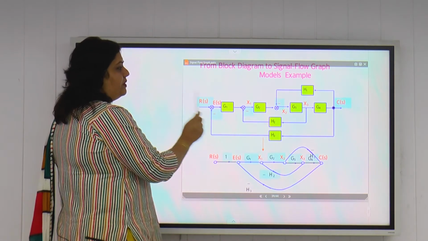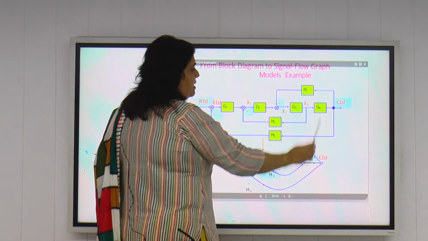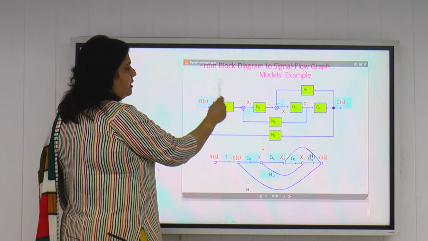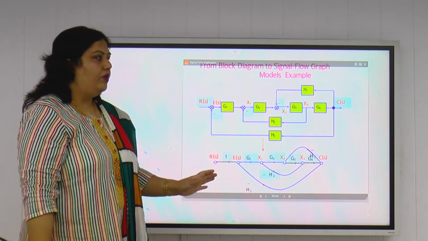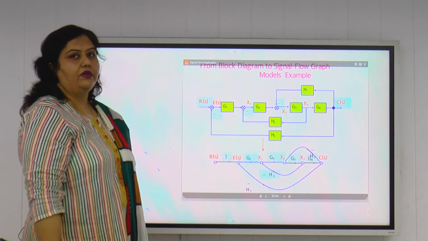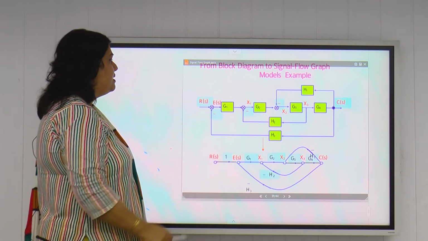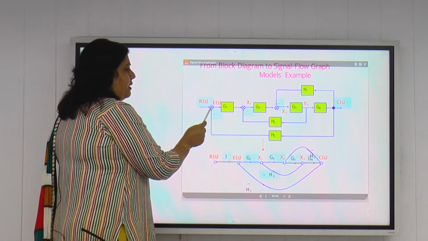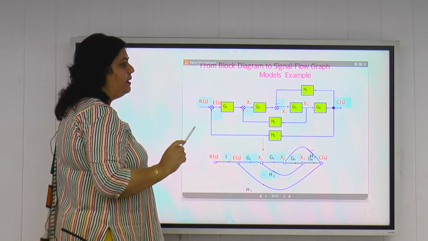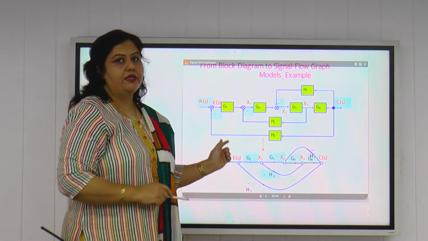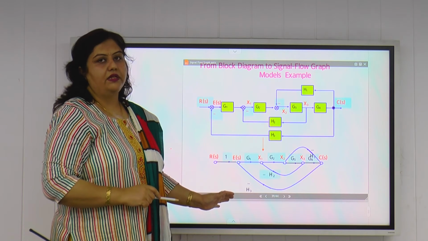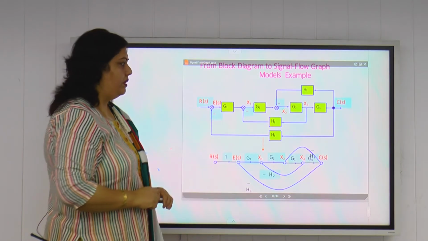So R(s) is the input of this block diagram of the control system and C(s) is the output. Firstly we have to convert this block diagram into an SFG. There are certain rules for how we convert a block diagram into the signal flow graph. The first rule is that each and every comparator and each and every takeoff point in the block diagram is represented by a node in the signal flow graph.